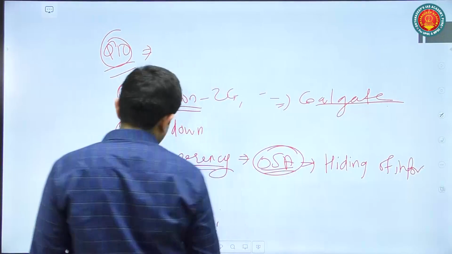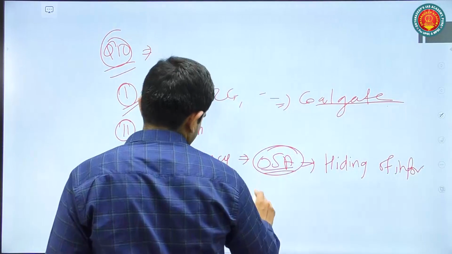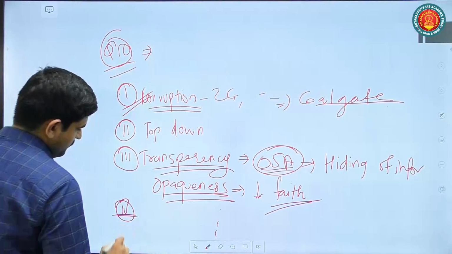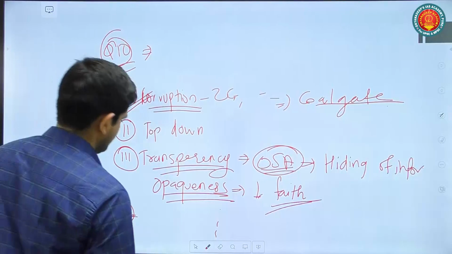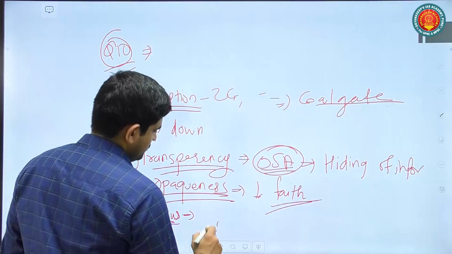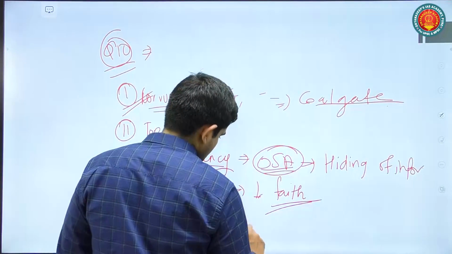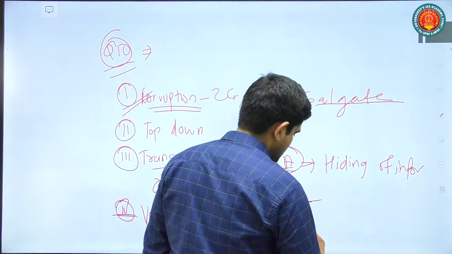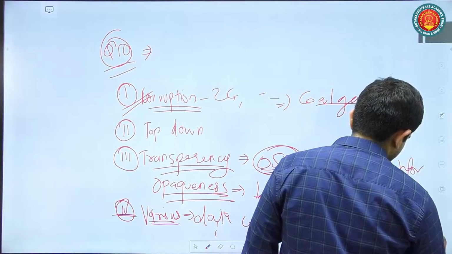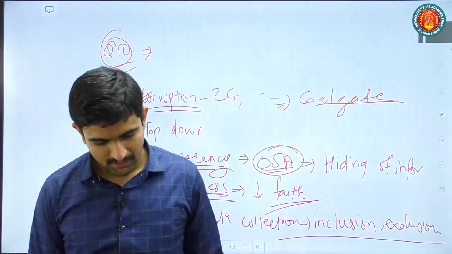Okay, and again it leads to opaqueness in the system. That again reduces the public faith. Then again the public faith is reduced because various departments have issues of data collection. So there is an inclusion-exclusion error with respect to beneficiary finding, and that again creates an issue of people's belief that is not there in the system.